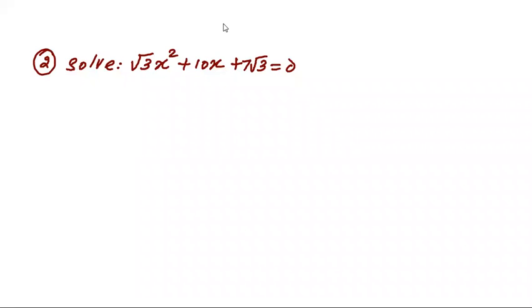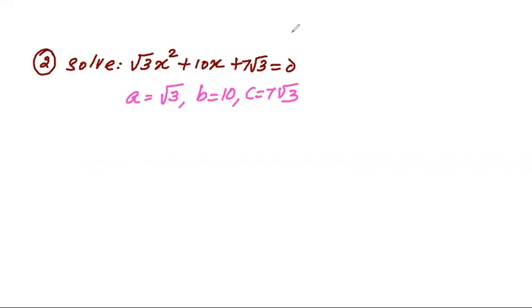Now we are doing the second question. The second question says: solve root 3 x square plus 10x plus 7 root 3 equal to 0. So what is a here? A is the coefficient of x square, that is root 3 here. B is equal to 10 here. C is equal to 7 root 3 here. B is the coefficient of x and C is the constant term.